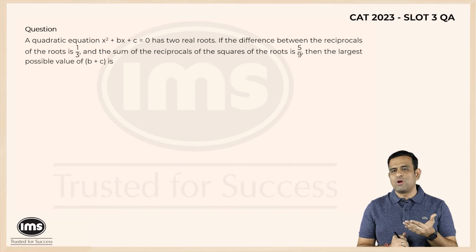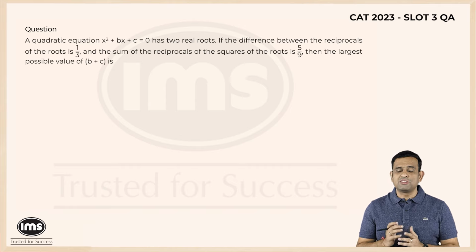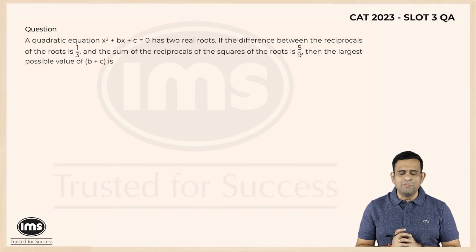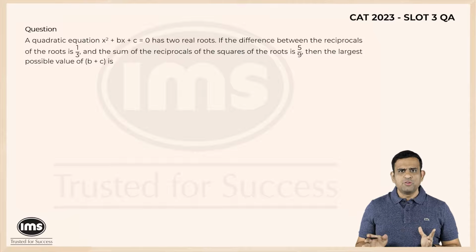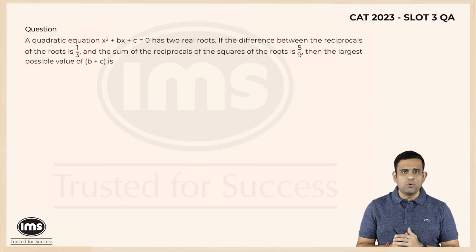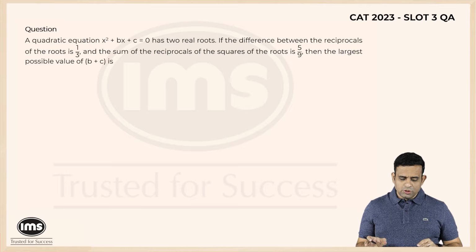Again, they're not asking for what is the value of b plus c, but asking for the largest possible value of b plus c. Again, not a very straightforward problem. It will take some time. People will possibly take close to 3 odd minutes, 3 to 4 minutes to crack such a problem. What is the first thing?